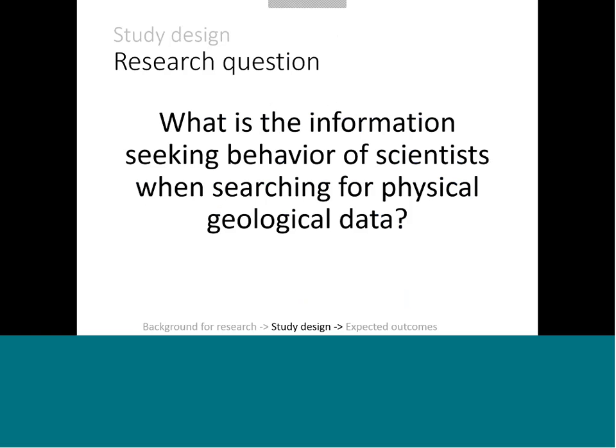So that's what drives my research question: what is the information-seeking behavior of scientists when looking for physical data? What are the steps they actually take and the processes and thoughts they go through when trying to solve this information need, so that we can then develop systems that provide for that discovery and access.